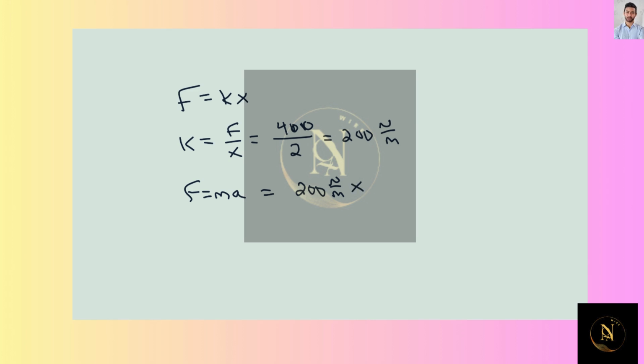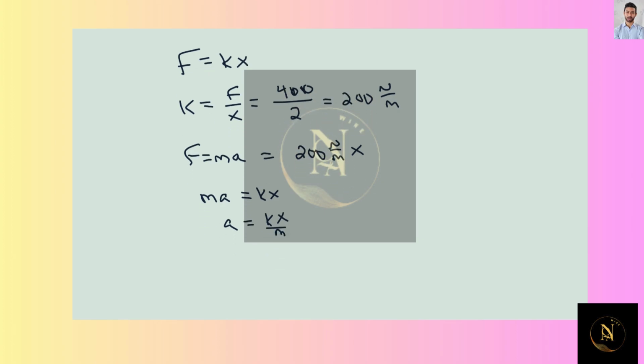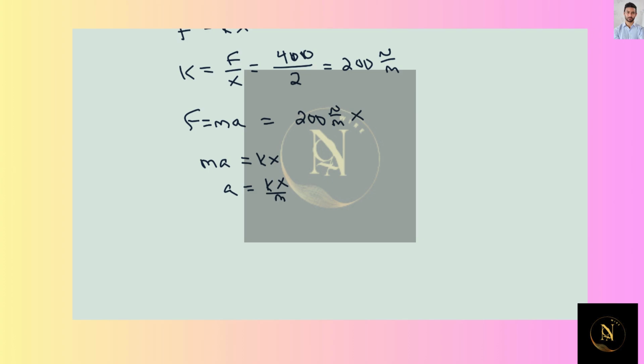And substituting this expression for F into Newton's second law and rearranging, we would get ma equals kx, and so a would be equal to k times x over m. The equation of motion for the mass then is a equals 200 times x over 50 kilograms.